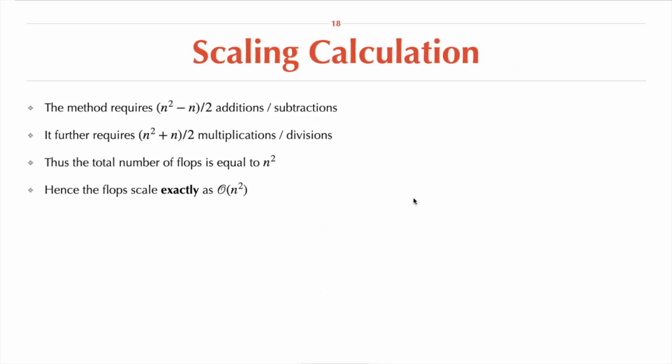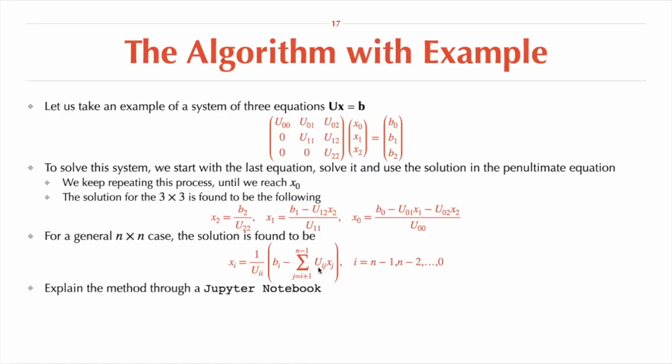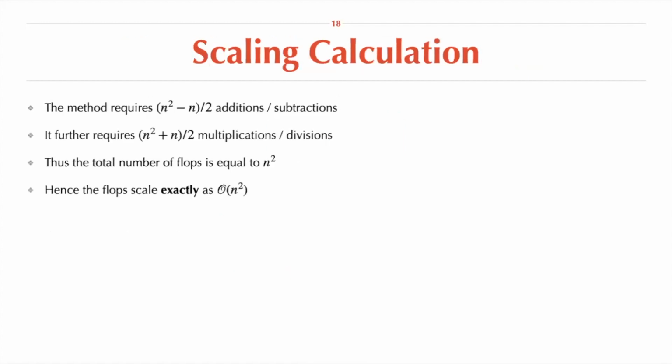In this case, as you have seen, here you need to multiply some numbers, and here you need to subtract them, because you have to perform this calculation for all these numbers. You can show that this backward substitution requires (n² − n)/2 additions, and (n² + n)/2 multiplications or divisions. So the total number of flops, or floating point operations, is n². And so you would say that this problem scales as O(n²).